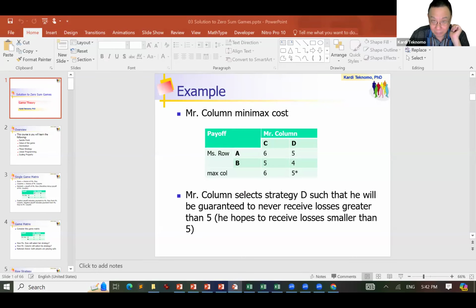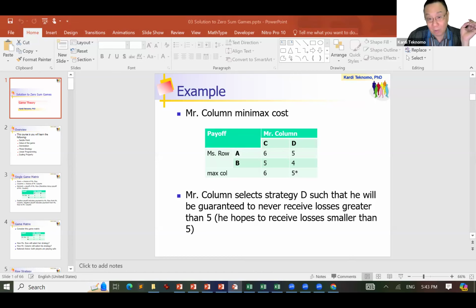Okay, the same payoff matrix here. So between 5 and 4, what is the maximum? 5. Yeah? Between 6 and 5, what's the maximum? 6. Now between 6 and 5, which one is the minimum? So of course 5 again. Okay. So in this case, if Mr. Column selects this strategy D, it will be guaranteed he will never lose greater than this 5. Of course, he always wants to hold it smaller than 5.